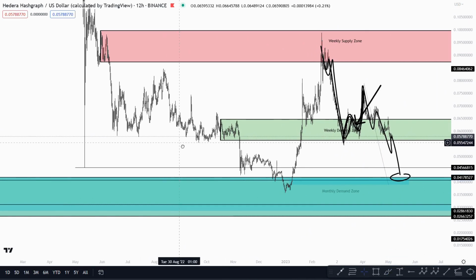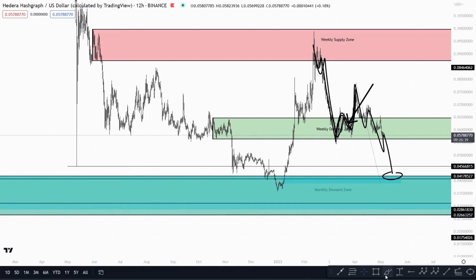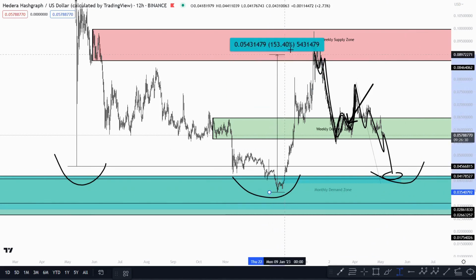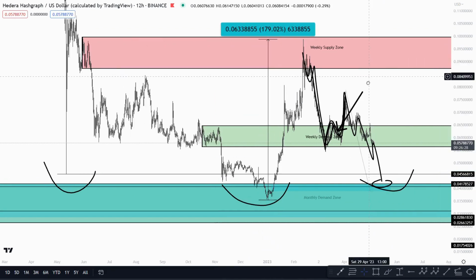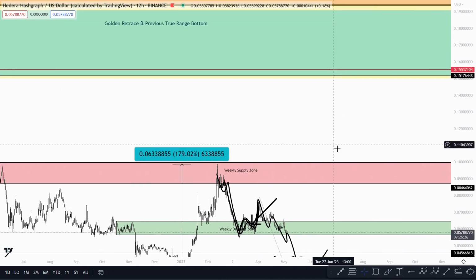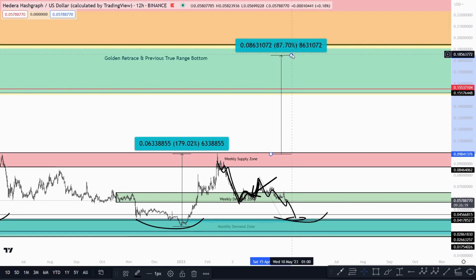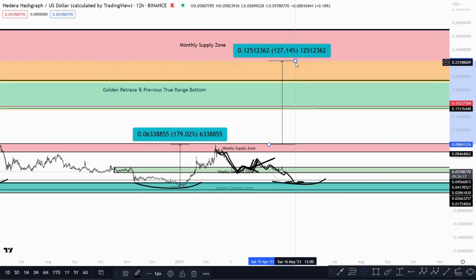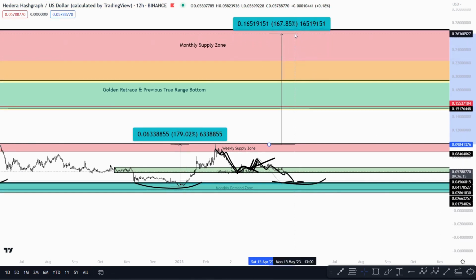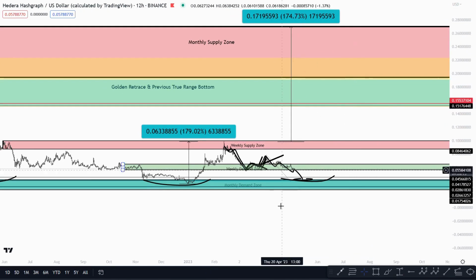But another thing that is confluent here is we do have a big wick to the downside, and this could very easily just come in and be your right shoulder of an inverse head and shoulders, where the targets to the upside are going to be a 170% move from the high. So if we take a 170% move from the high here, is this going to align perfectly around the top of the monthly supply zone?